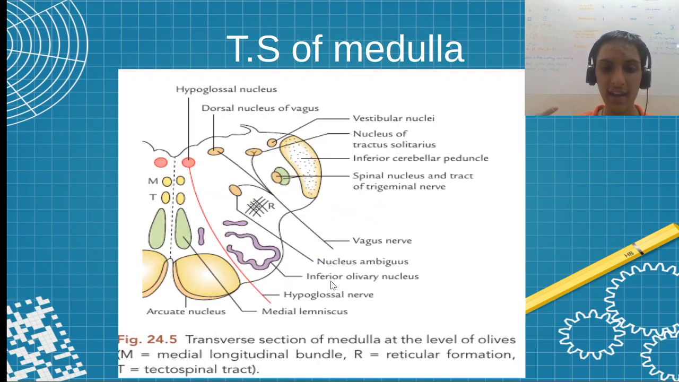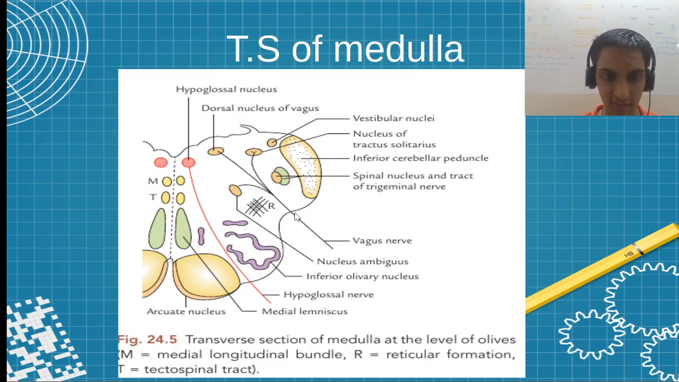Now this is at the level of olives, inferior olivary nucleus. Let us see. This is hypoglossal nucleus, MT, medial tectospinal tract. Instead of rubrospinal tract, what we saw in the pons and the midbrain, we are having the medial lemniscus. This is olivary nucleus, inferior olivary nucleus. This is NA, nucleus ambiguus.